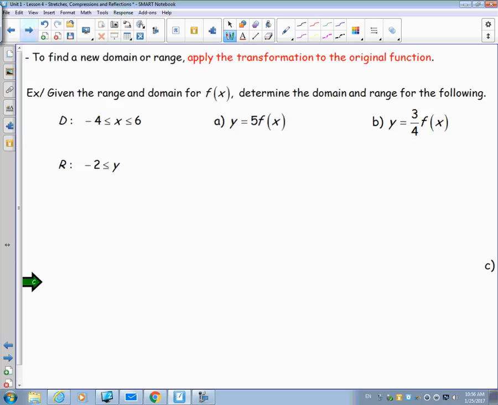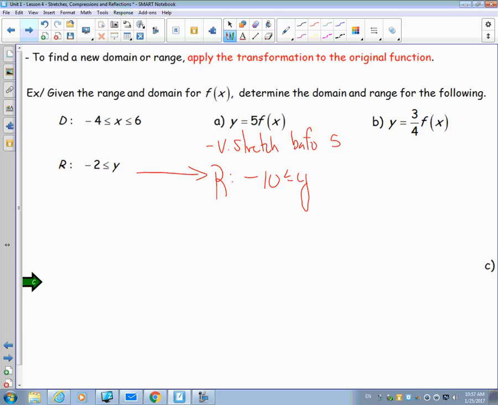Let's try some things. Given a range and domain, determine the domain and range for the following. All right, now, if we look at these questions, we notice we're not touching the domain. We're only doing vertical things. A vertical stretch by a factor of 5. So how do I get my new range? I multiply everything by 5. Done. Domain would be the same.